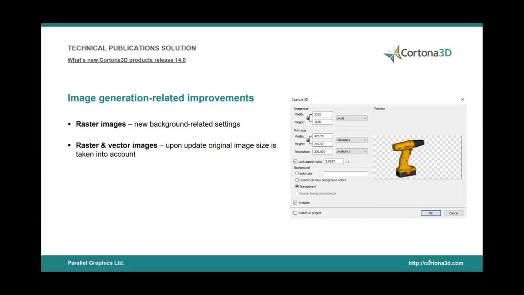A couple of useful features. The first one is the addition of new background related settings that allow you to either use the solid color when you're generating raster illustration, use current 3D view background colors, or use transparency as a background, as you can see here on the slide.